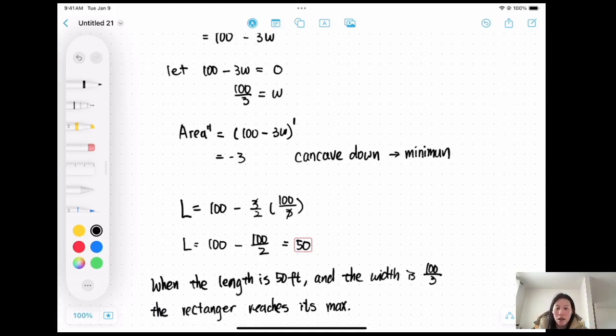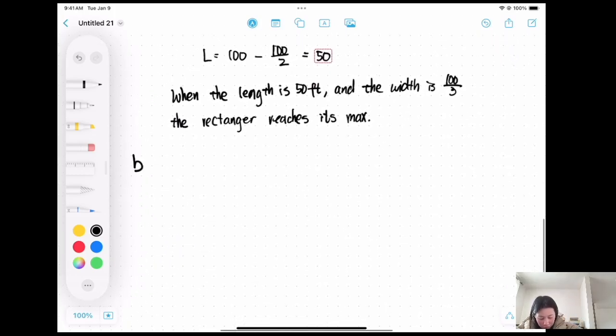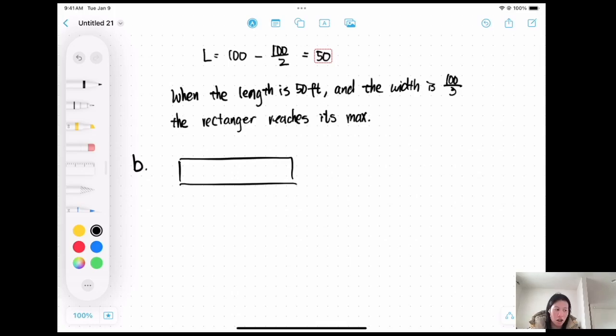Okay, now let's do B. So B says, let me take a look. B is very similar. If you need two dividers, what dimension of the pen encloses the largest area? So we use the same method. But when you're doing this question, it's easier to draw a picture.